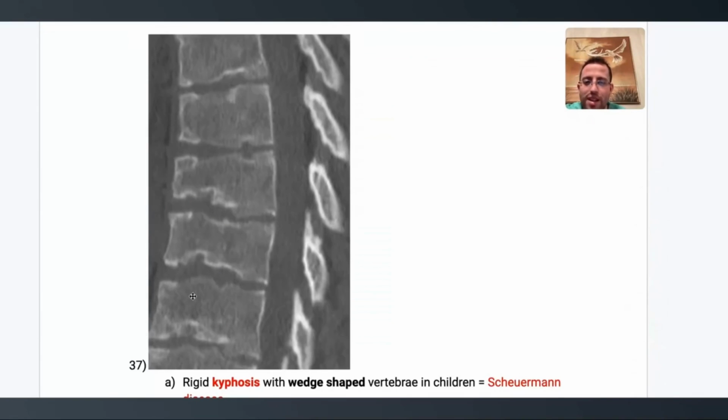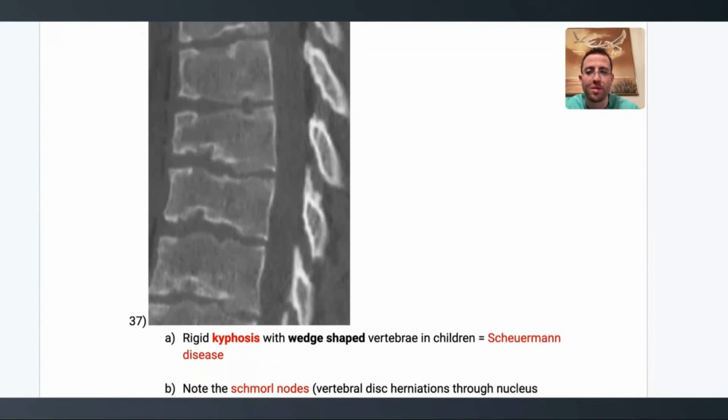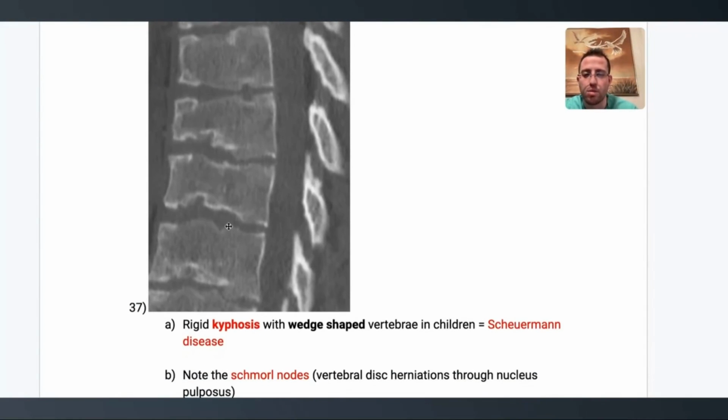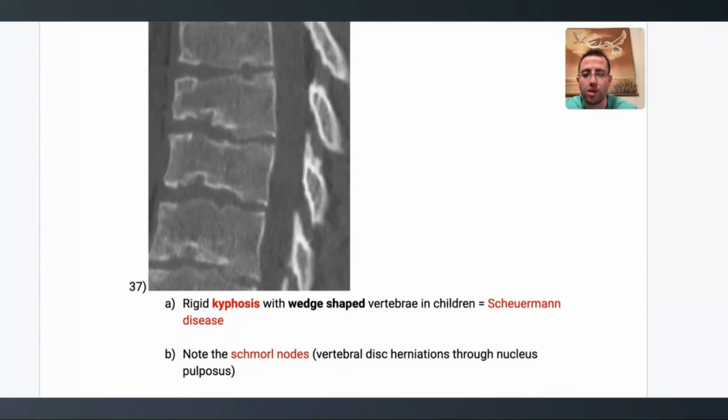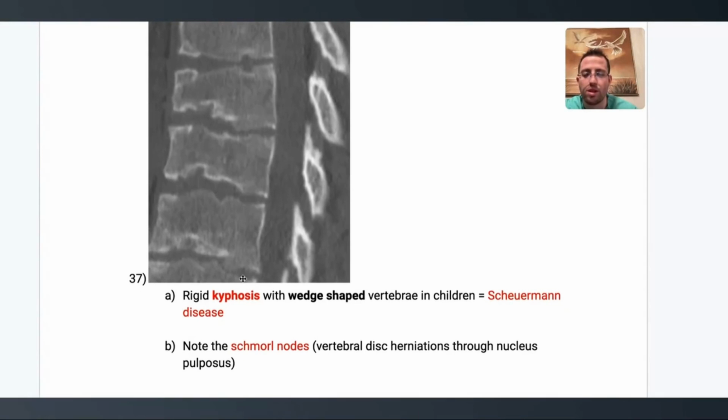This is one that is an interesting concept here. So you see a rigid kyphosis in your patient, and they have wedge-shaped vertebrae, and this is known as Scheuermann disease. And so these are Schmorl nodes, which are vertebral disc herniations through the nucleus pulposus. So that's a Schmorl node.